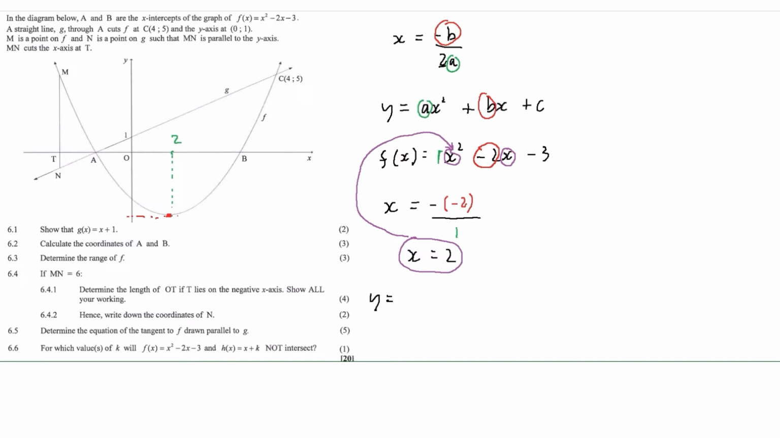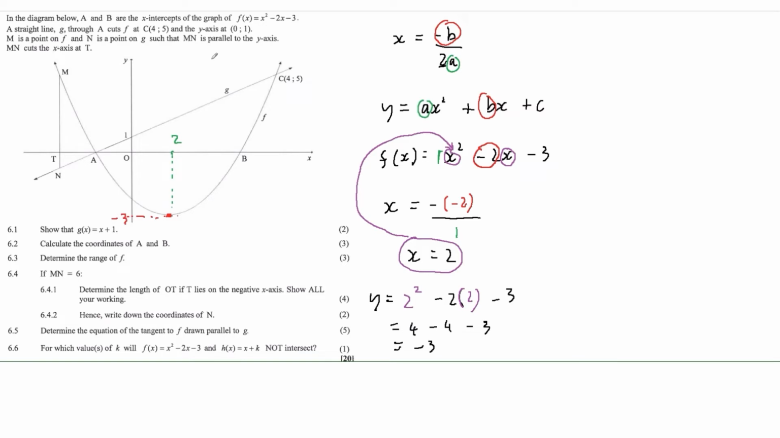So this is now going to become y equals 2 squared minus 2 times 2 minus 3, which will be 4 minus 4 minus 3, which means our y value is 4 minus 4 is 0, minus 3 is negative 3. So our lowest y value of our graph is negative 3.